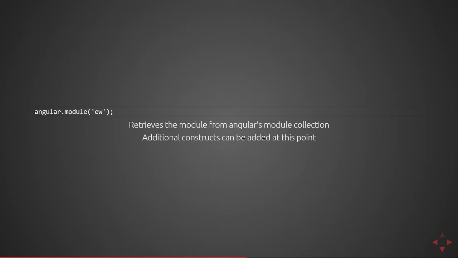So additional constructs can be added at this point. So if I said angular.module EW and put a .service on there, that service will be available to the entire application once the root module EW gets bootstrapped. But please note, this practice is no longer necessary in a world of ES6 modules. If you want to know more about ES6 modules, please check out my other video. But it basically eliminates the need to retrieve an Angular module.